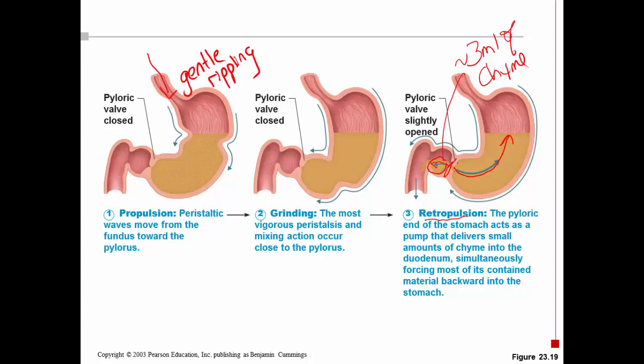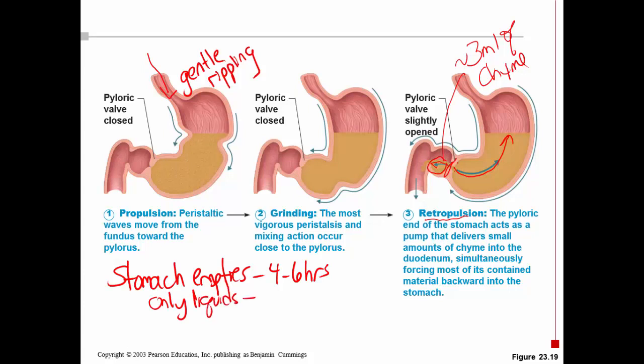Well, the stomach typically empties in about 4 to 6 hours. Of course, if your diet is only liquids, it's going to be faster. It's going to empty a lot faster.